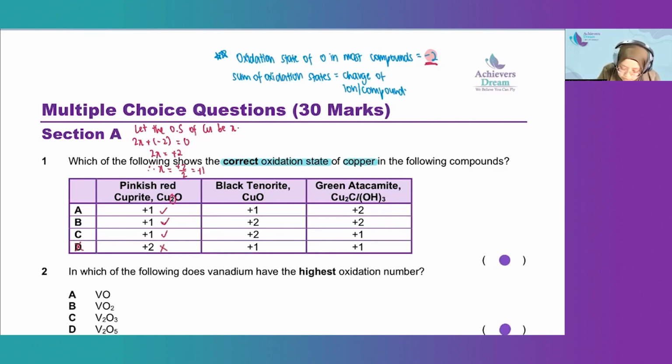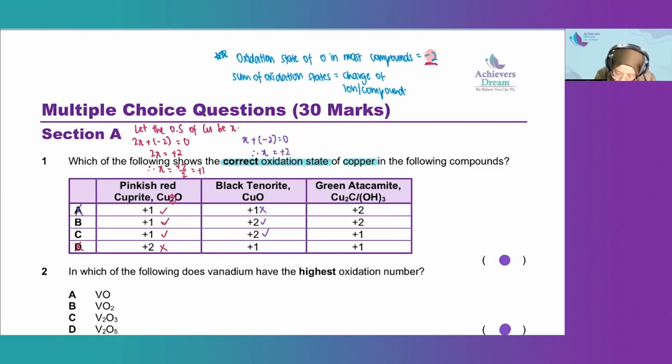So this means that you can eliminate option D from the possible answers. And then you repeat the same for the other 2 compounds. So let's do tenorite next. Okay, so the formula is CuO, 1 copper, right? So x plus the oxidation state of oxygen in most compounds, which is -2, equals 0. Therefore, x is plus 2. So this means that I can eliminate option A. Alright, so we are left with either B and C.